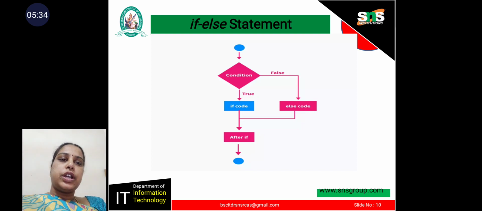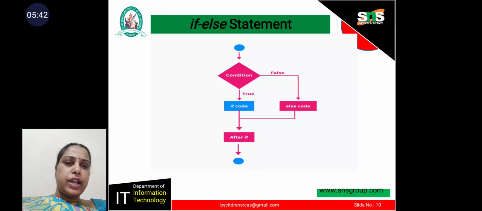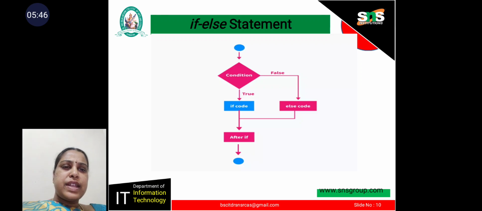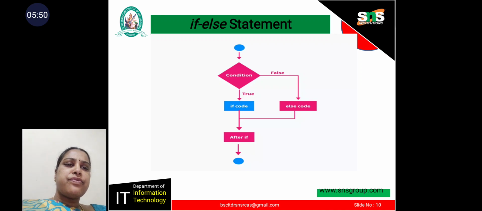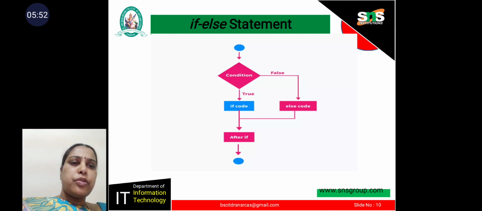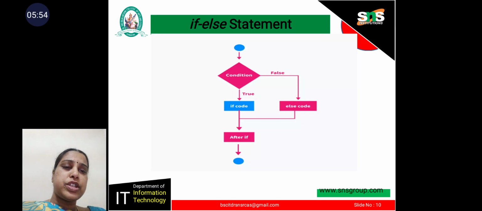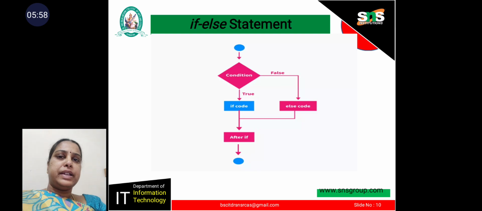This is the flowchart of the if else statement. Here also, first it will check the condition. If the condition is true, it executes the if code, and after it executes the if block, it goes to the exit block. If the condition is false, it goes to the else portion and executes the statements there, and after that it executes the remaining statements.